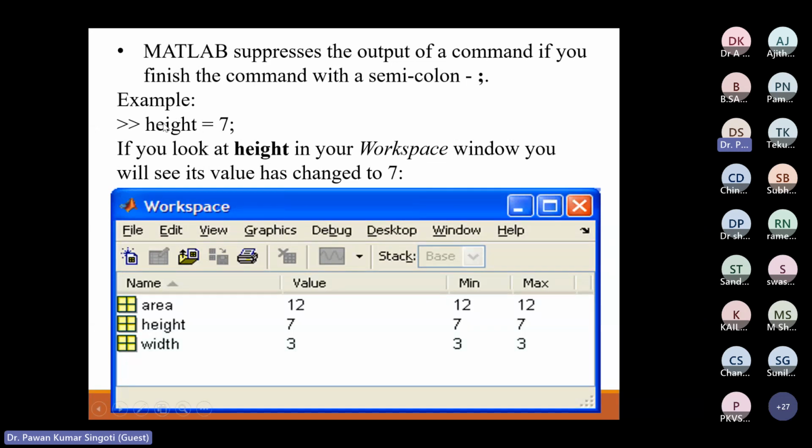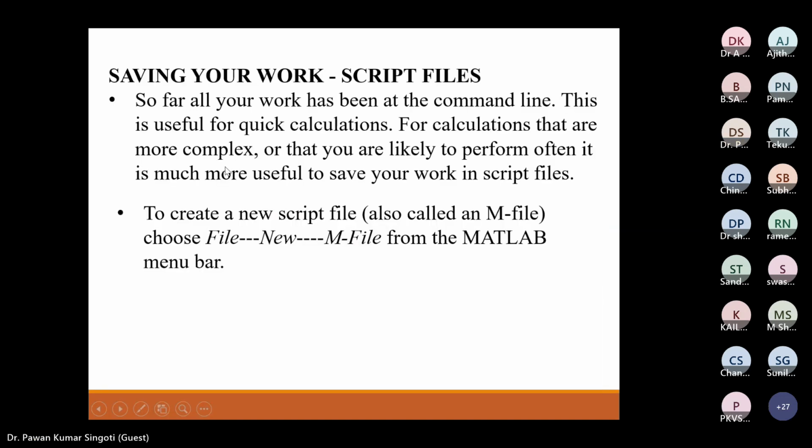Okay, if you keep height equal to 7 and a semicolon, then if you look at the height in your workspace window, you will see the value has changed to 7. This means 7 will show in the workspace, but it will not show in the command window because it is written in the M file.